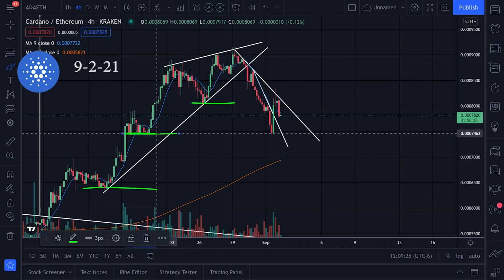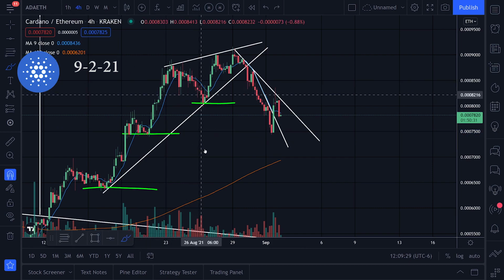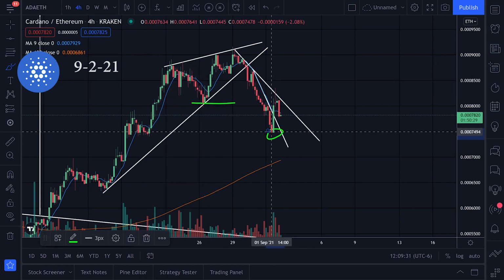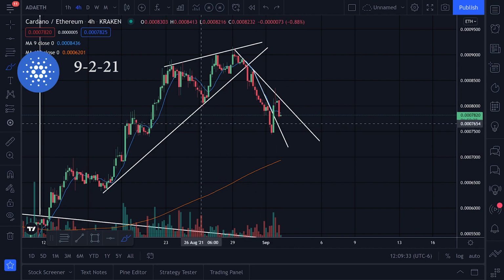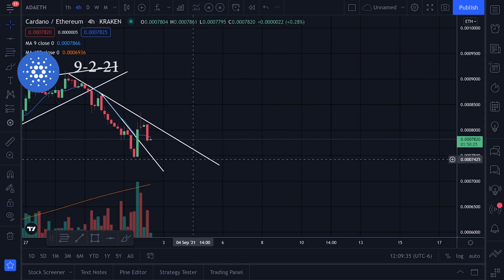And look what happened, guys. We got support right on this level right here. That's why I do that. So we got support right here, and we broke out right there. That's why I think we got that pump going to the upside a little bit.